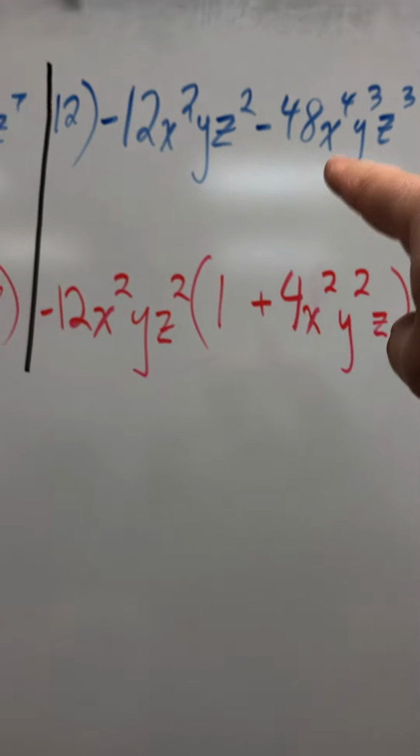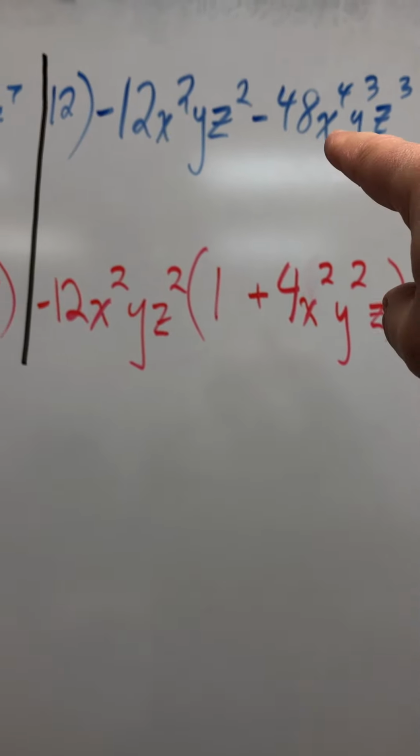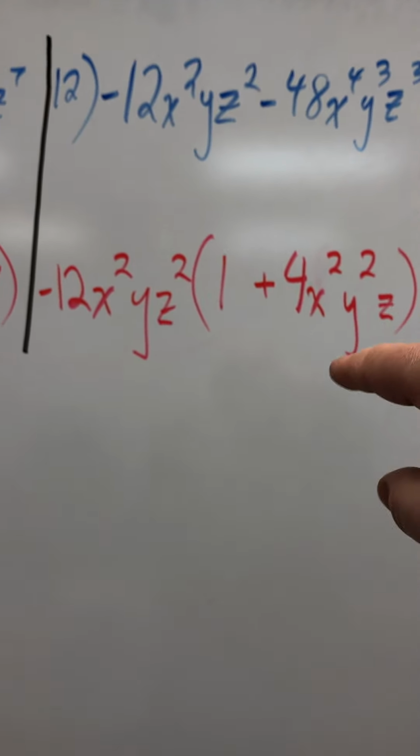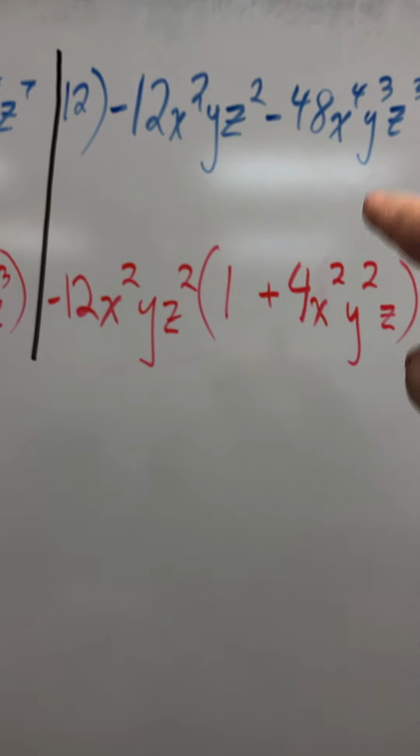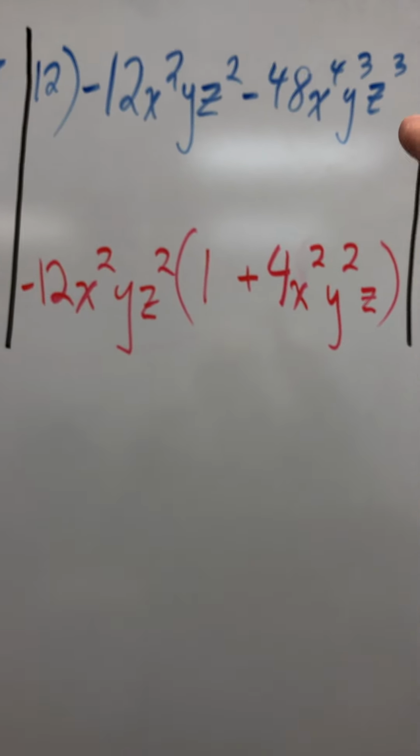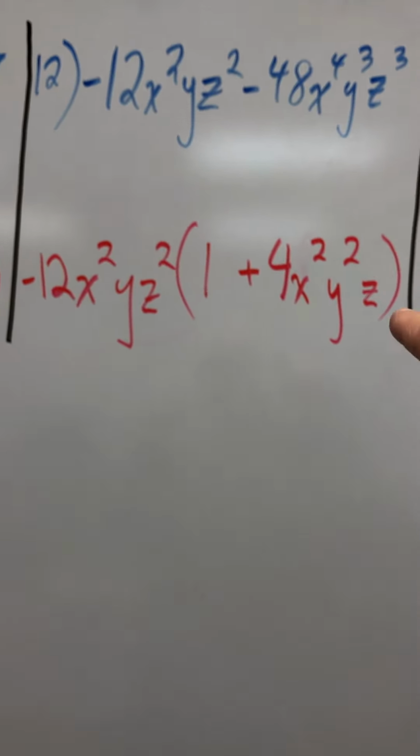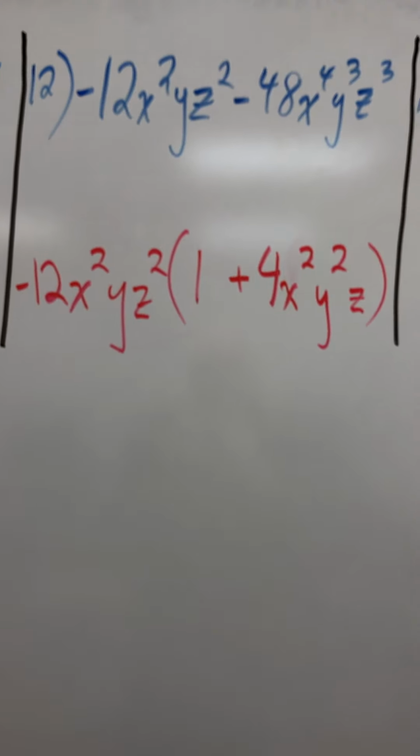12 times 4 is 48. I took out 2 x's, I'm left with 2 x's. I took out 1 y, I'm left with 2 y's. I took out 2 z's, I'm left with 1 z. And there you go.